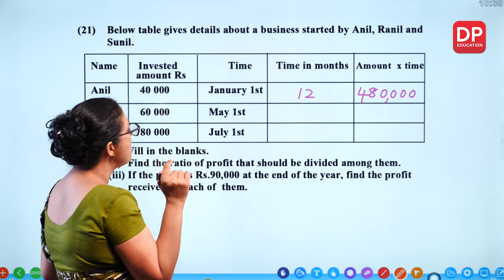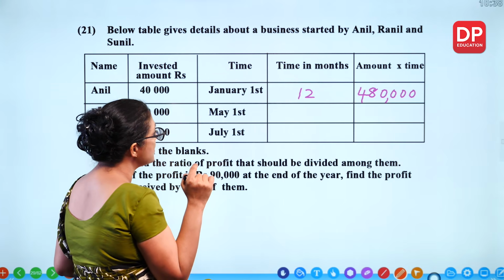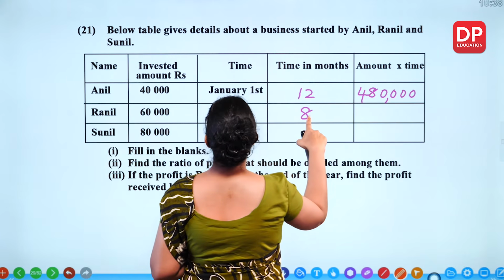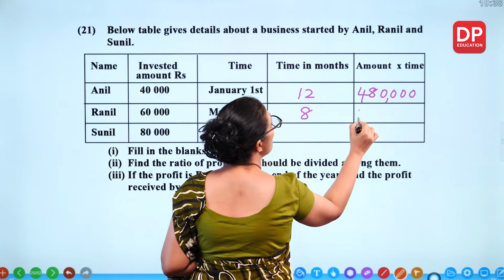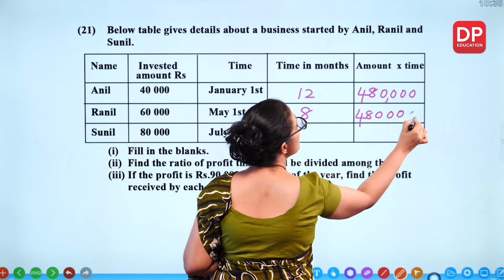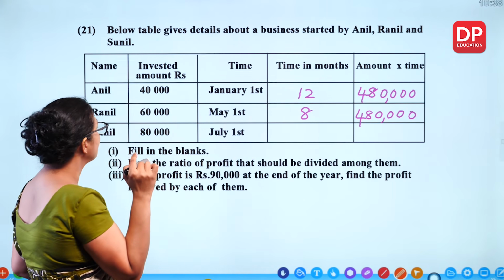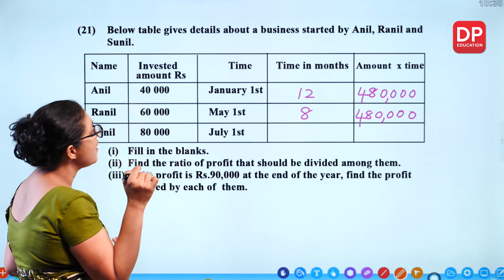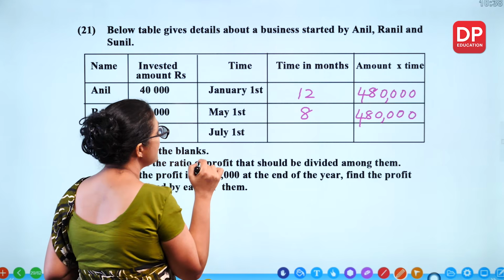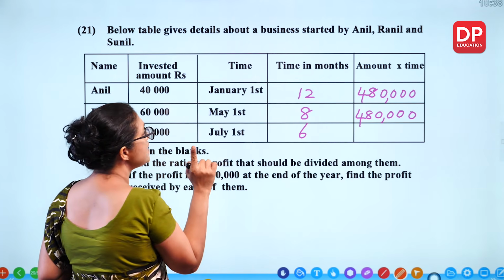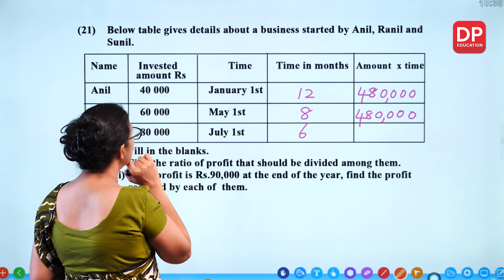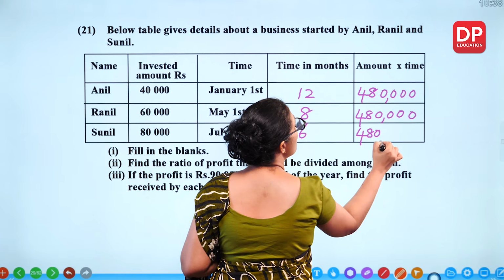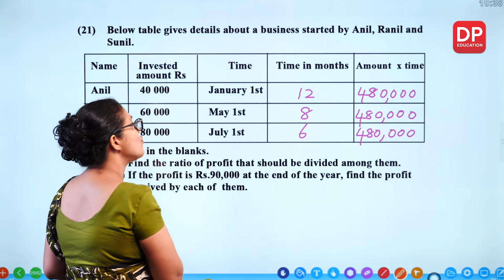May 1st. So how many months? May, June, July, August, September, October, November, December. 8 months. So 8 times 60,000. 48 and 4 zeros. 480,000. July 1st. How many months? You have to consider July as well. July, August, September, October, November, December. That's 6 months. So 80,000 into 6. You get same amount. 480,000 rupees.